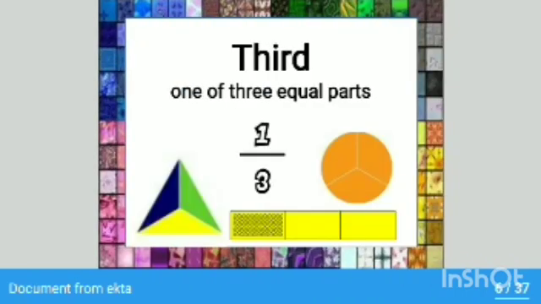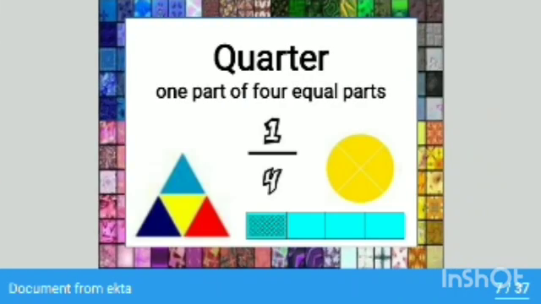What is a third? One of three equal parts, 1 upon 3. What is a quarter? One part of four equal parts. Quarter, 1/4, 1 upon 4. That means 1 out of 4 equal parts.